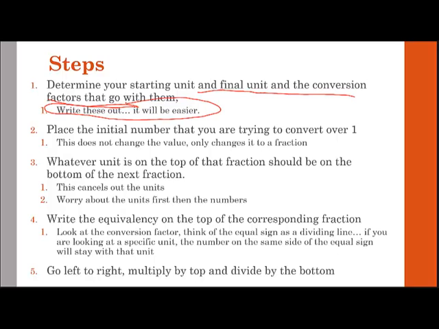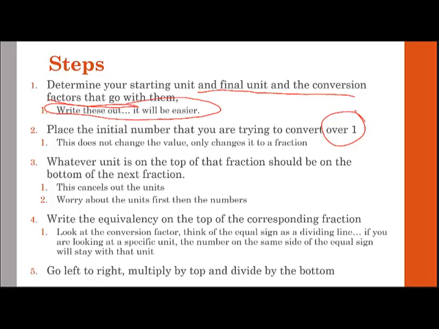Place the initial number that you're trying to convert over 1. This does not change the value, it only changes it into a fraction. Anything divided by 1 is itself. So 20 divided by 1 is 20. 50 divided by 1 is still 50. 5 eggs divided by 1 is still going to be 5 eggs.